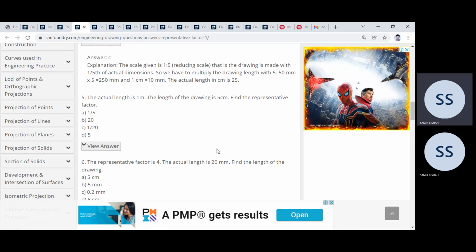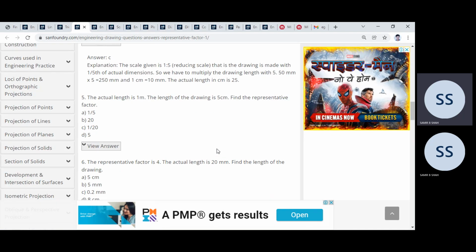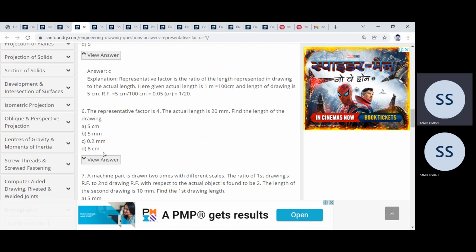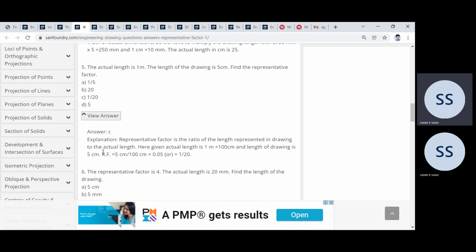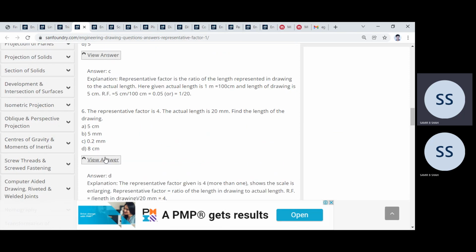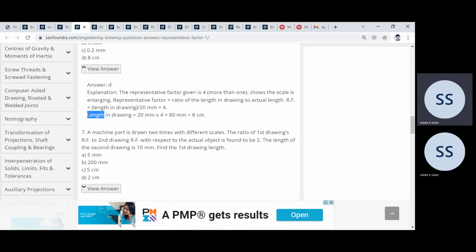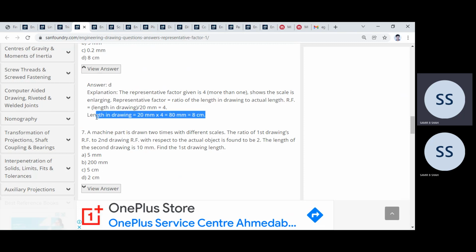If the actual length is 1 meter, the length of the drawing is 5 centimeter. So what is the representative factor? Actually, this is a very easy question. At that time, you have to remember only one simple equation that we discussed in the first question. So if possible, please give me the answer in the comment box. If the representative factor is 4 and the actual length is 20, then what is the length? So it's 8 centimeter. Why? Please calculate in your own way and find your answer, and hopefully your answer will be like this.